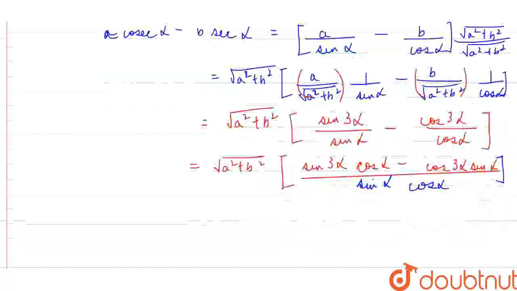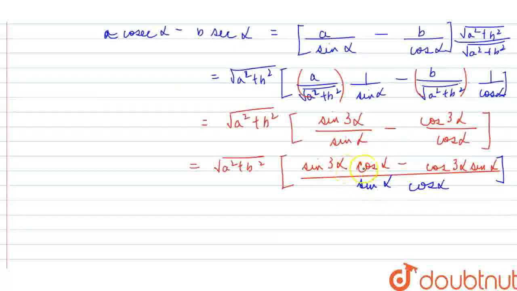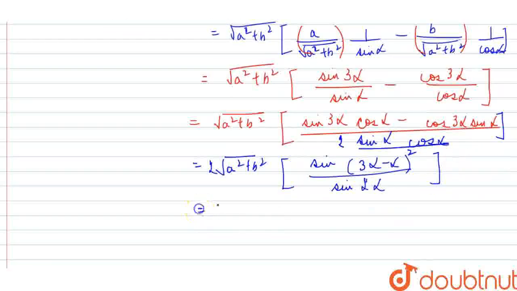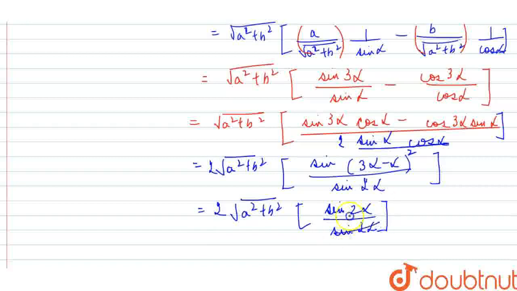Now if I look clearly, this is basically sine A cos B minus cos A sine B, which is sine of A minus B. So sine of 3 alpha minus alpha upon, now I'm multiplying and dividing it by 2. So it would be 2 under root of a square plus b square, and this would be sine of 2 alpha, because 2 sine A cos A is the identity of sine 2A. So we are left with 2 under root of a square plus b square. Here sine 2 alpha, here also sine 2 alpha, this will cancel. So this is the final answer.